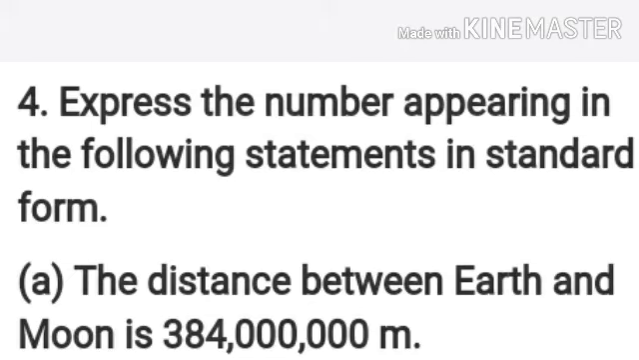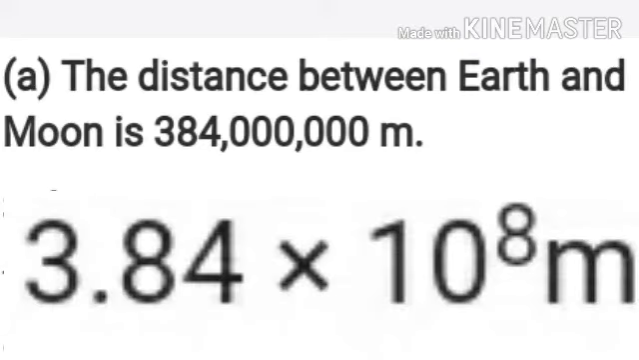Okay. Question number 4. Express the number appearing in the following statements in standard form. A. The distance between Earth and Moon is 384 million meter. So we write it in standard form.